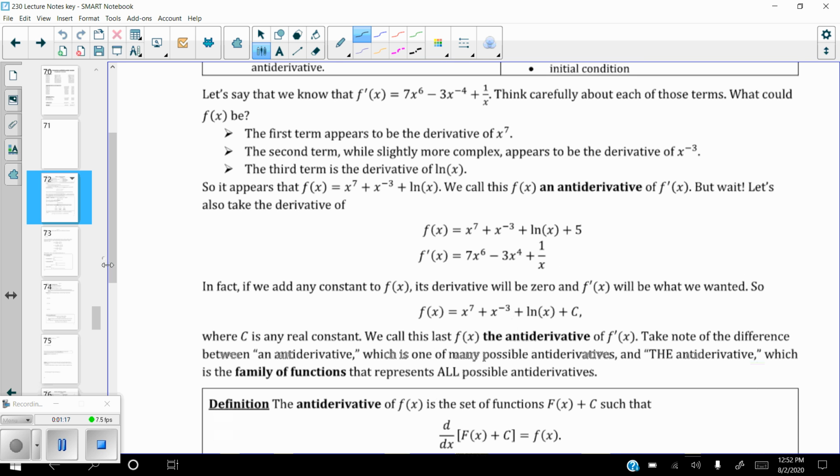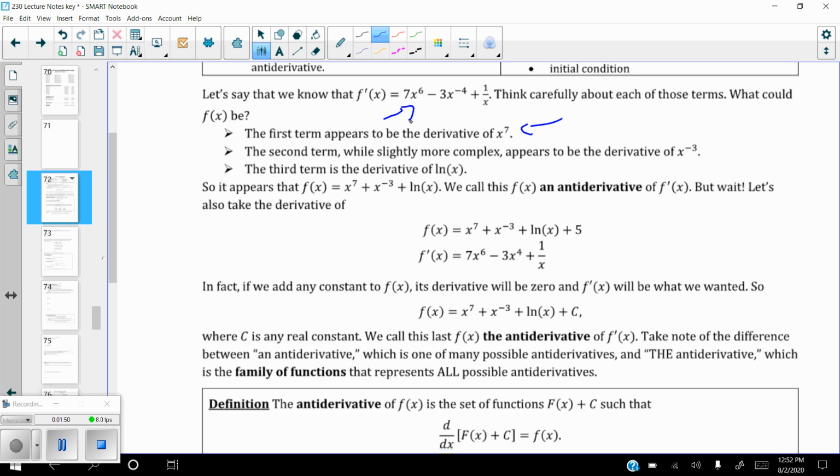So let's say that we have f prime of x equals 7x to the 6th minus 3x to the negative 4 plus 1 over x. If you think carefully about each individual term in there, you can probably figure out what the original function was that this came from. 7x to the 6th is probably the easiest one. If you think about it, x to the 7th would have been the original function, because if you take the derivative of x to the 7th, you're going to get 7x to the 6th.